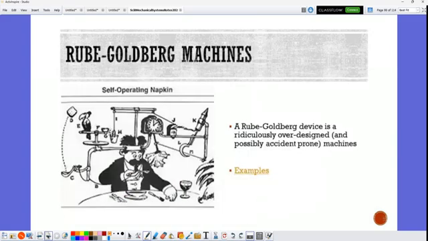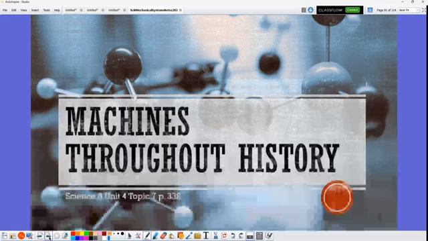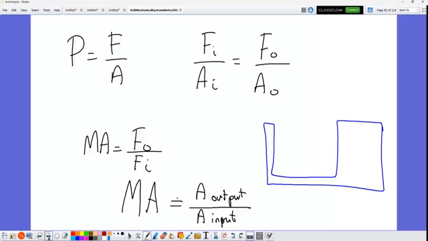And then the Rube Goldberg machine, a ridiculously over-designed machine. I showed you a video of that in class, and here is another example of it. And we're going to now go look at topic 7, machines throughout history. Just a reminder, we did these calculations with hydraulics.